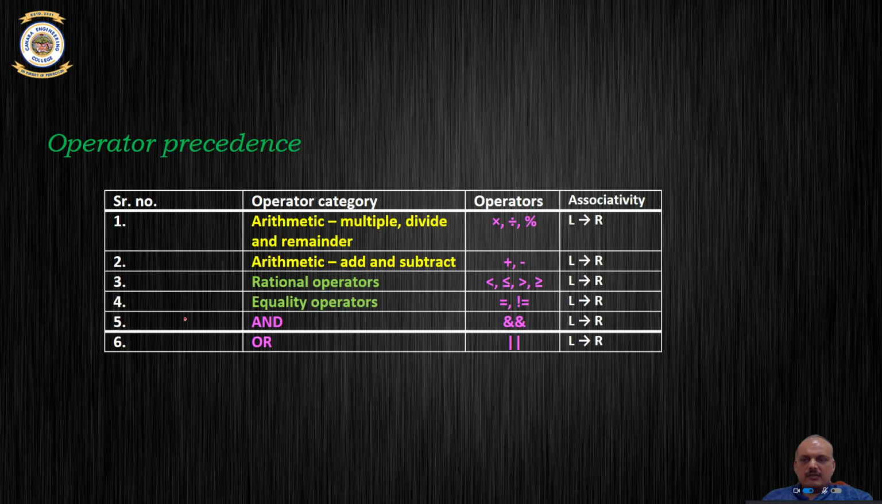Before going into each of these types of operators, what we need to know is there is something called operator precedence. In an expression there can be multiple operators which are acting upon the operands. So you can have a is equal to c plus d into y. So this is an expression where a is equal to c plus d into y.